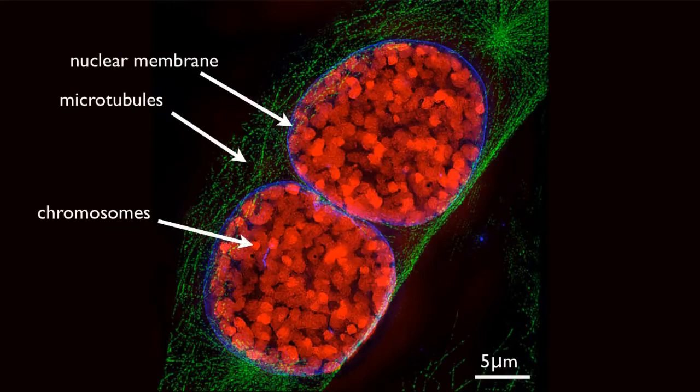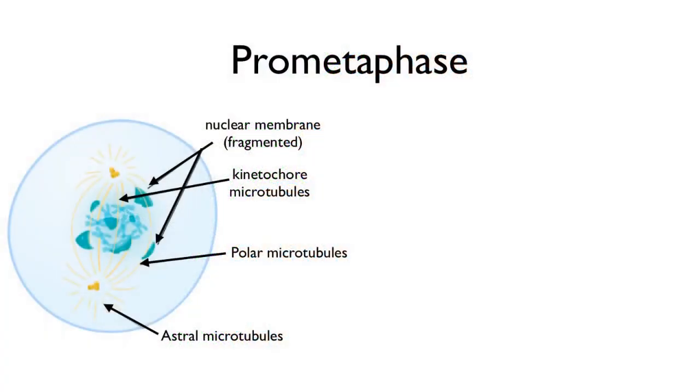Isn't this gorgeous? This is such a great image. You're looking at 2 mouse cell nuclei in prophase. And this image was captured with what's called 3-dimensional structured illumination microscopy. And you see the nuclear membranes there in blue and the microtubules in green. Oh, that's just so pretty. Certainly one of the prettiest images of prophase that I could find. Here's prometaphase.